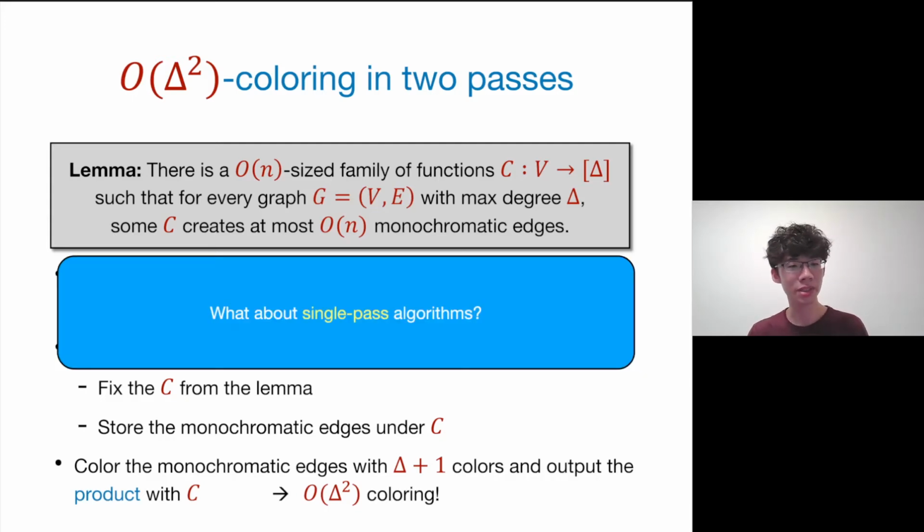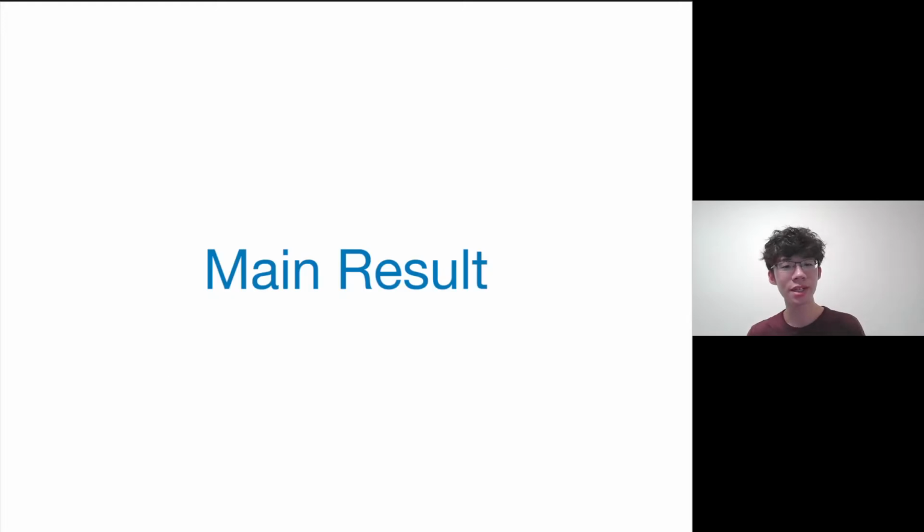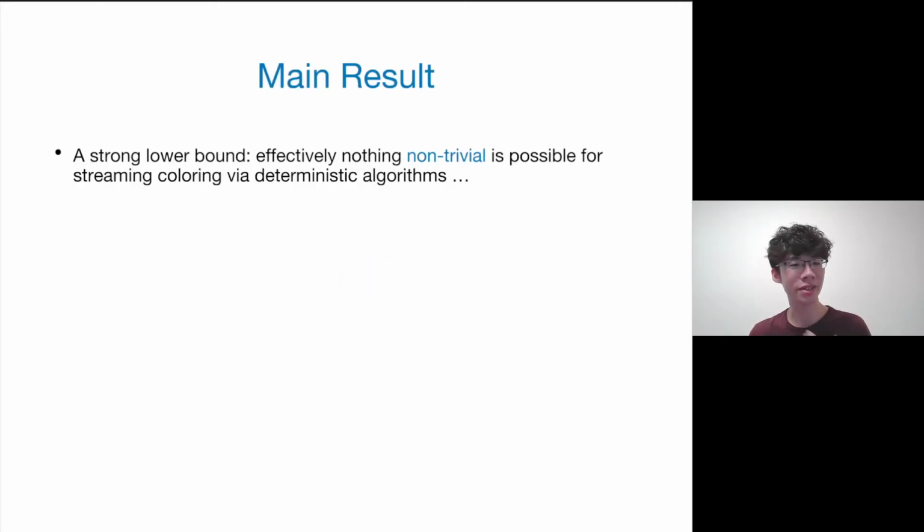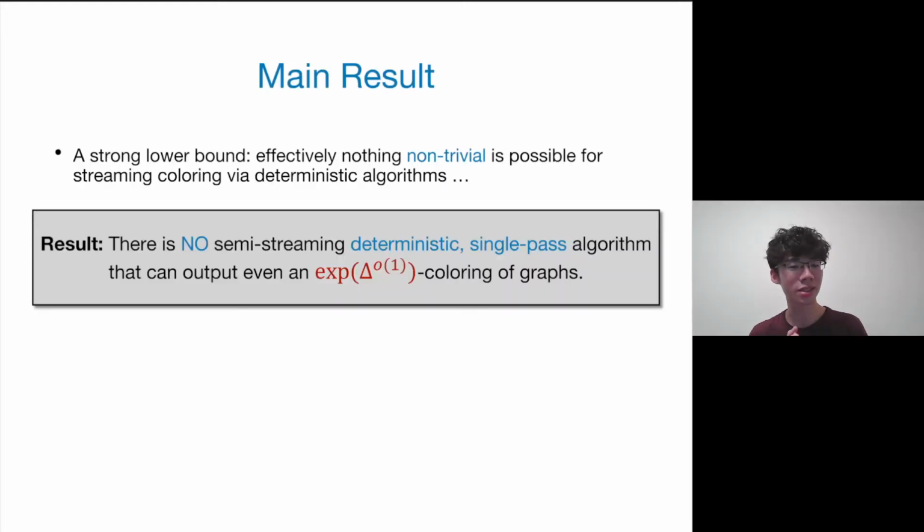But it still leaves open the question: what about single pass algorithms? All of the randomized algorithms we talked about before in those other papers were single pass. So we want to investigate why we haven't seen any deterministic single pass algorithms for graph coloring yet in the streaming model. That's our main result. It's a very strong negative result. It says that there's no semi-streaming deterministic single pass algorithm that can output even a sub-exponential coloring of graphs.